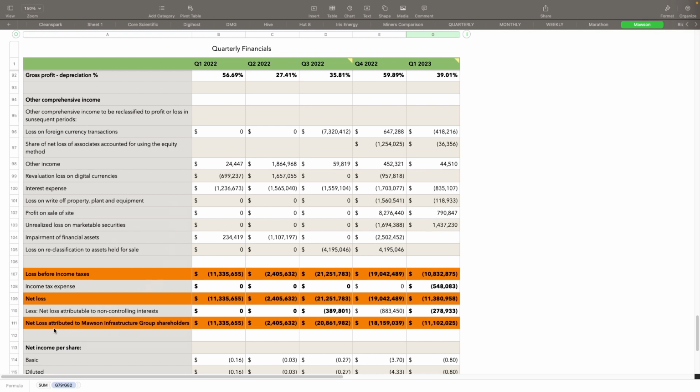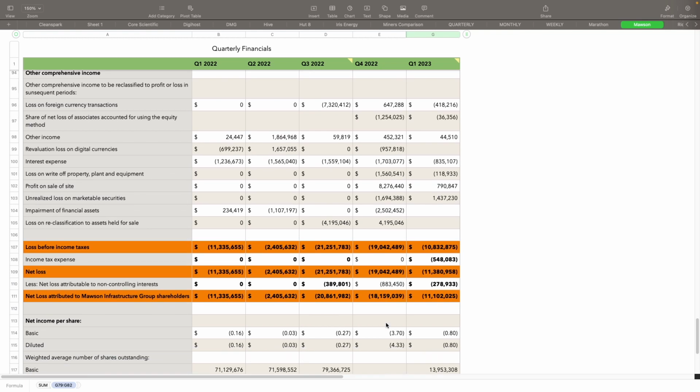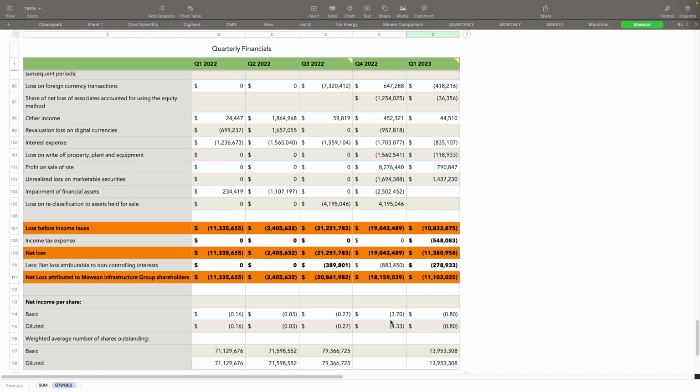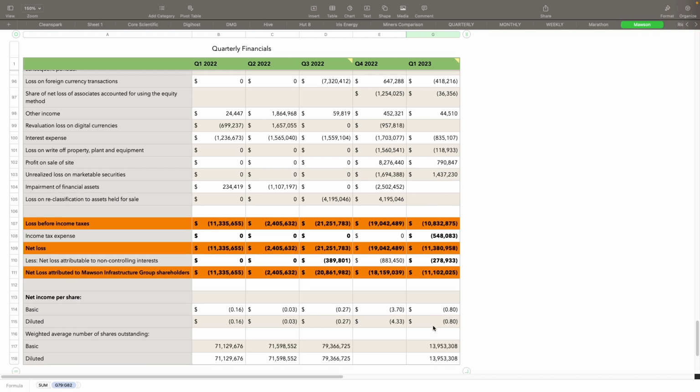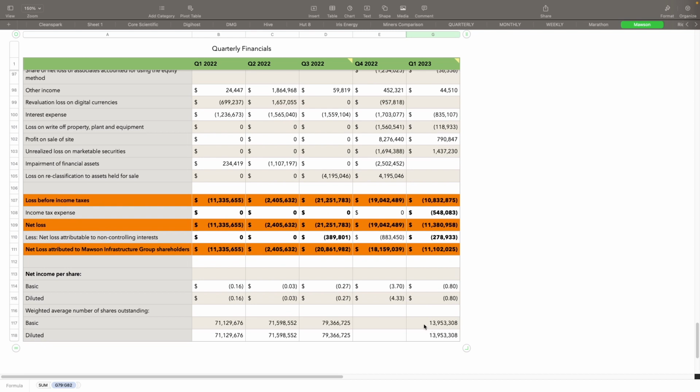I'm not going to get into it here, but net loss attributable to Mawson Infrastructure Group shareholders was negative 11.1 million compared to 18.1, so that's good. The only thing that is concerning here is basic and diluted shares. EPS was down to negative 80 cents per share. I think it might be because the number of shares decreased quite substantially, and that's why that has gone up compared to before.